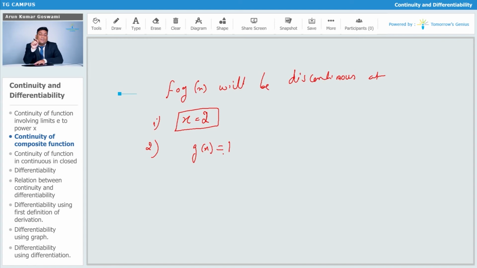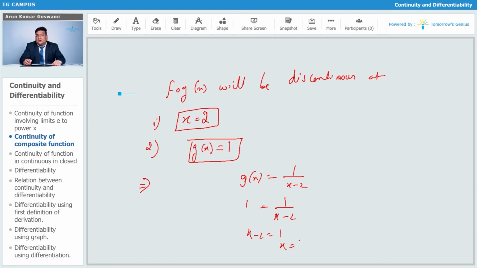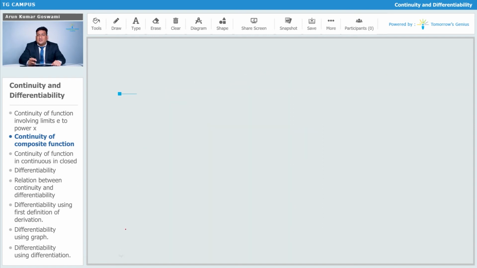So if my g of x is equal to the discontinuity point of f of x, there also my fog will be discontinuous. So what will happen by keeping this equal to 1? Let's see. G of x, we know that this is nothing but 1 by x minus 2. So where we are putting 1, x minus 2 is equal to 1, so x is equal to 3. So basically we can say that at x is equal to 3, my fog is discontinuous. So my fog is discontinuous basically at 2 points, at 2 and 3.